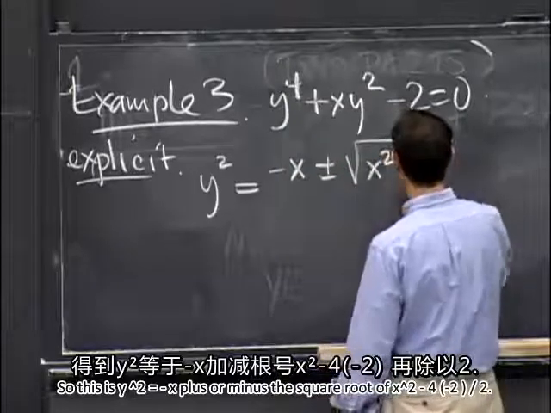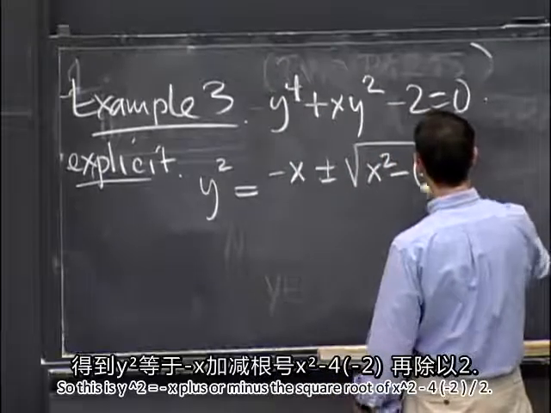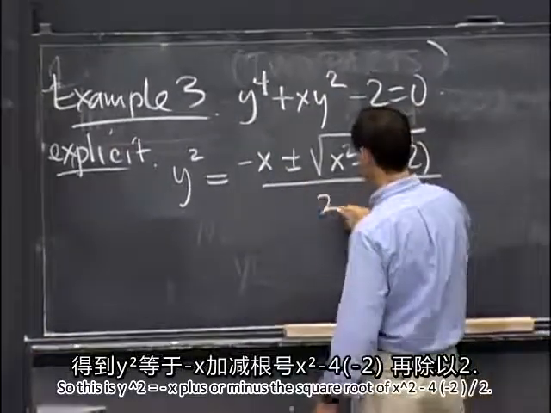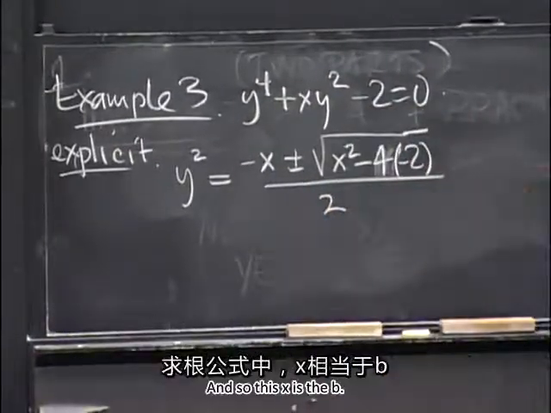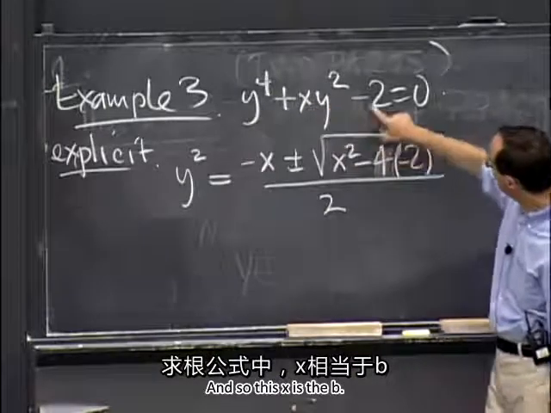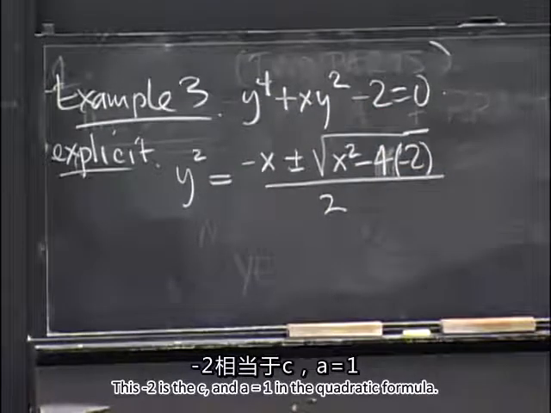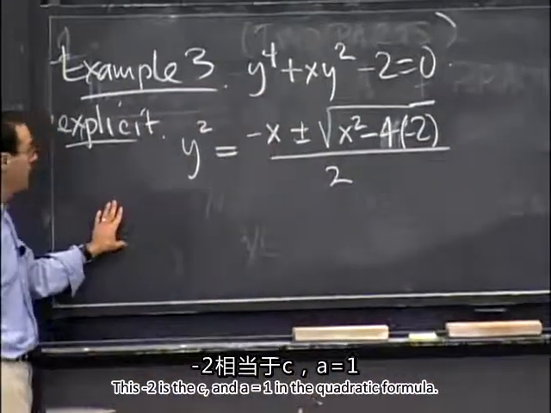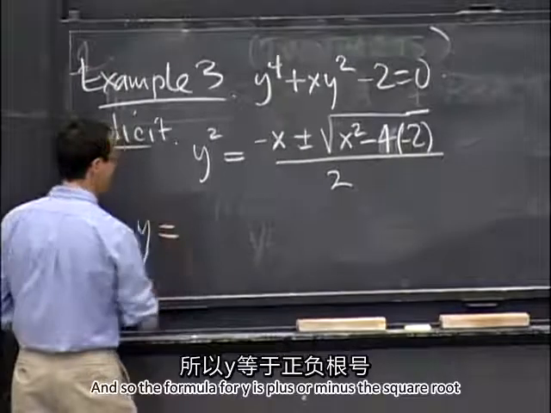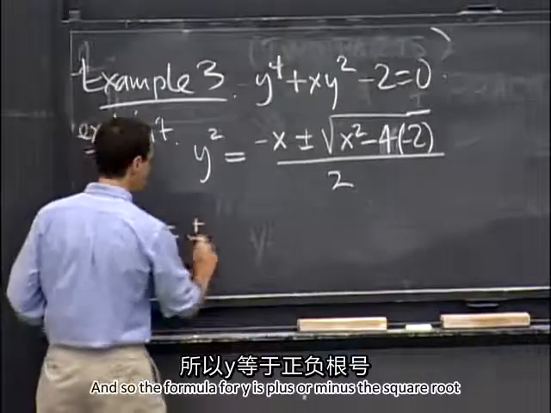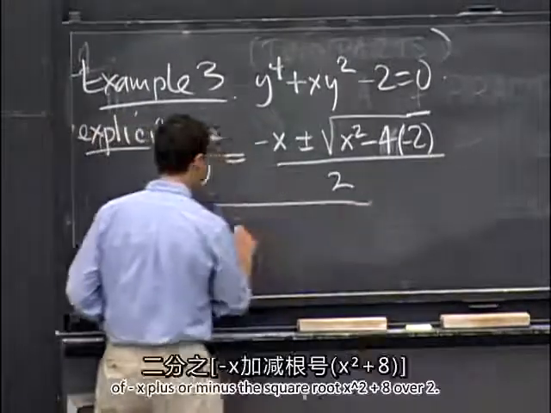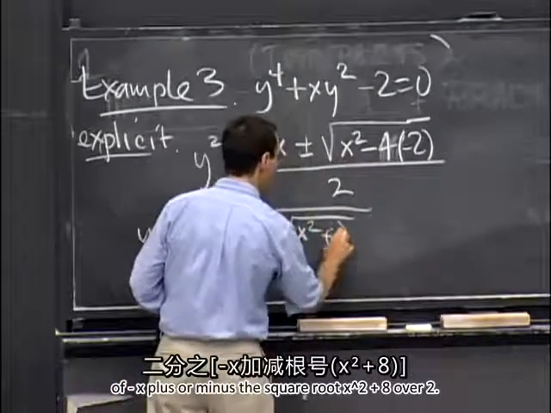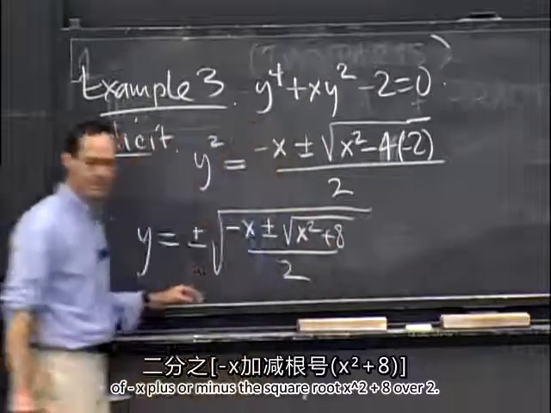So this is y squared is equal to minus x plus or minus the square root of x squared minus 4 times minus 2, divided by 2. Okay, so this x is the b, this minus 2 is the c, and a is equal to 1 in the quadratic formula. And so the formula for y is plus or minus the square root of minus x plus or minus the square root of x squared plus 8, divided by 2.